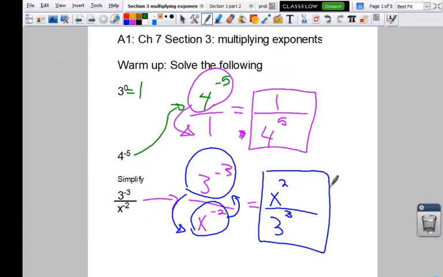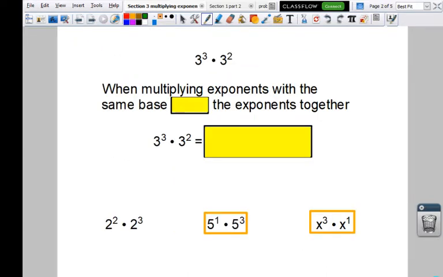So, we will be doing simplifying like this a little bit today, but what we're going to be doing is multiplying. We're going to be multiplying things with exponents together.